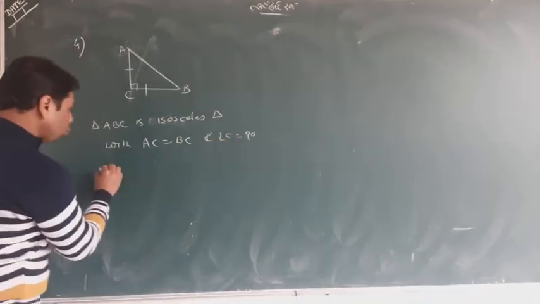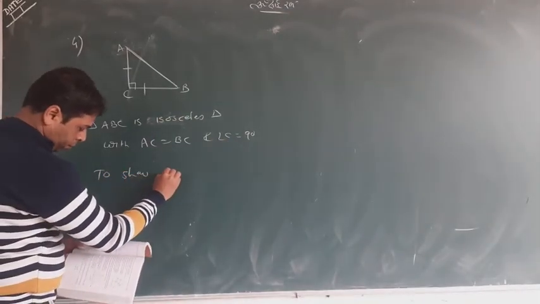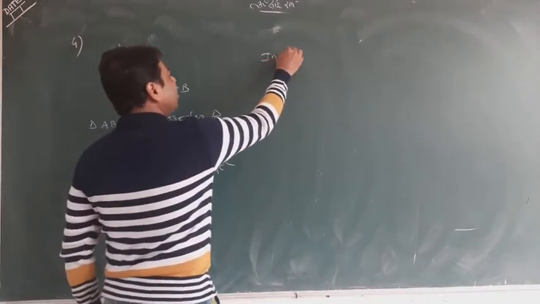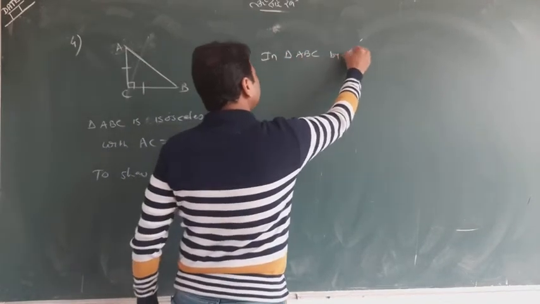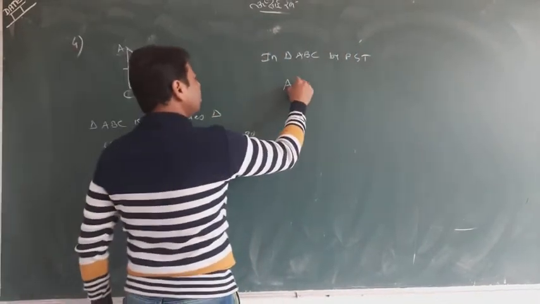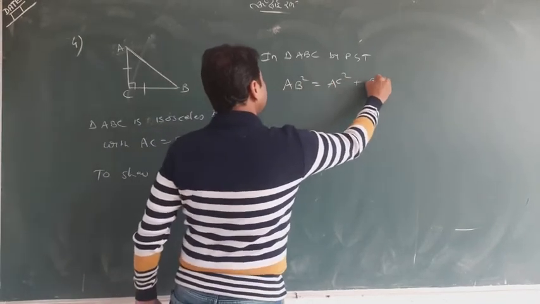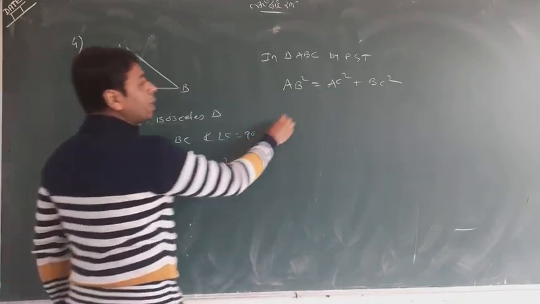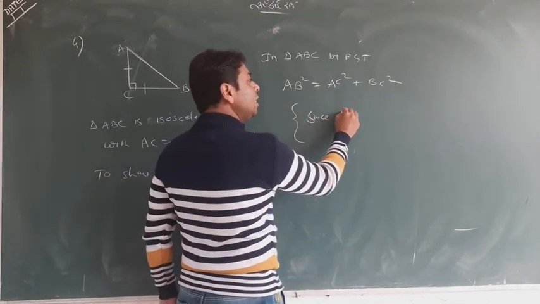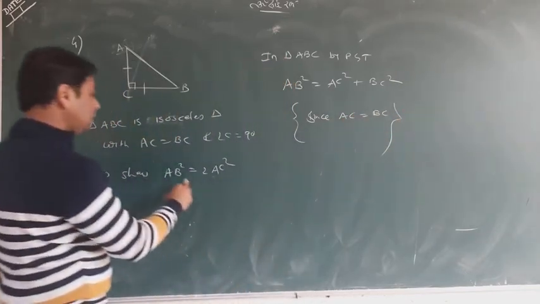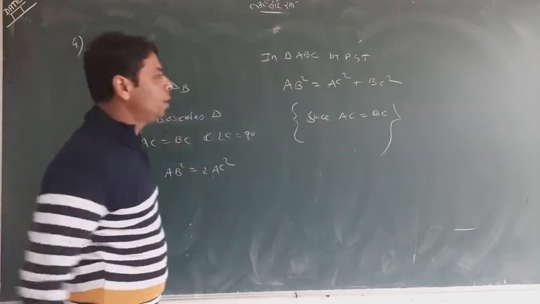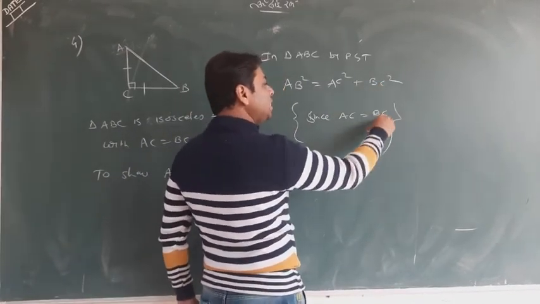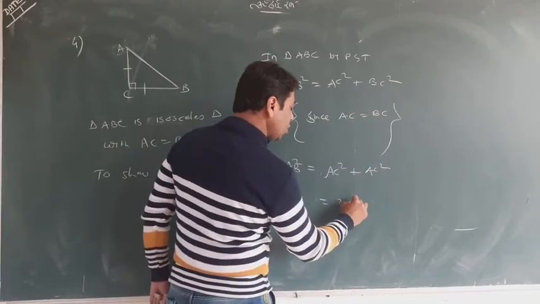It is given to show AB square equal to 2AC square. Very easy: in triangle ABC by PGT, AB square equal to AC square plus BC square. I need 2AC square. Since AC equal to BC, as it is given, both sides are equal, I will put AC square as AC square, but instead of BC I will write AC. So AC square and AC square gives 2AC square.